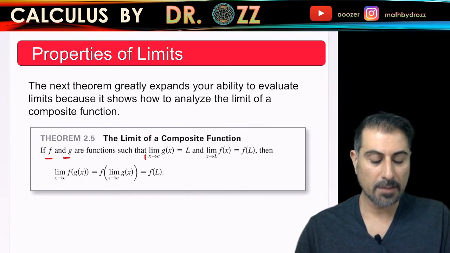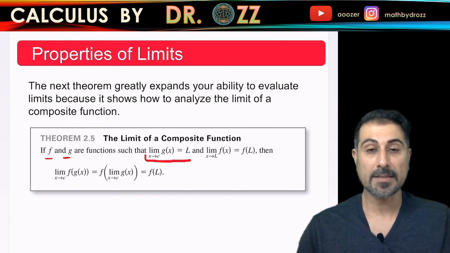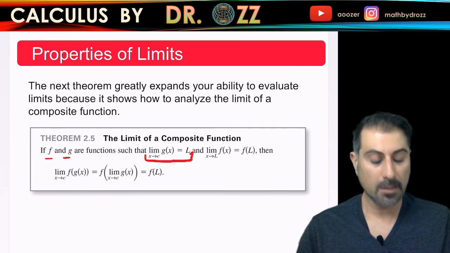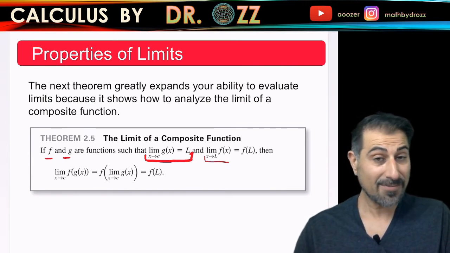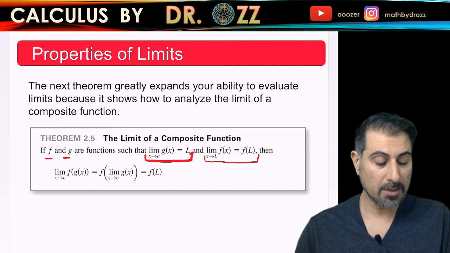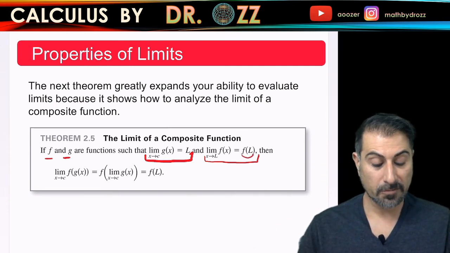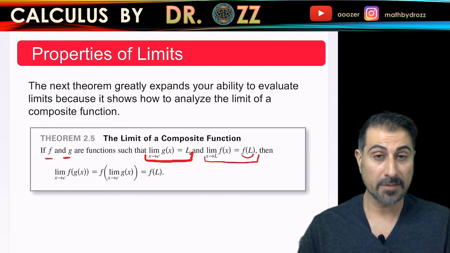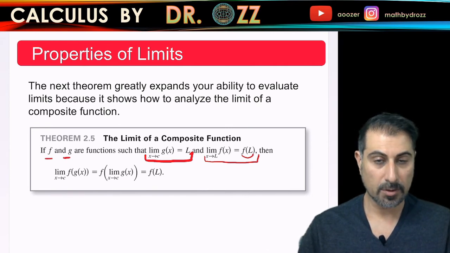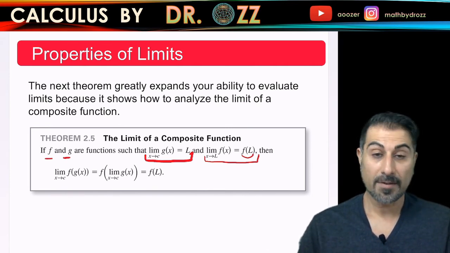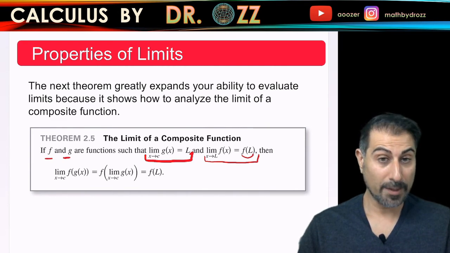Let's say the limit of g as x approaches c is exactly equal to L, and the limit of f as x approaches L equals f of L. So both limits exist, but be careful here. The limit of g is given at x equals c, and that's equal to L, and the limit of f is at the limit point x equals capital L. So that should exist as well, okay? So it's f of L.